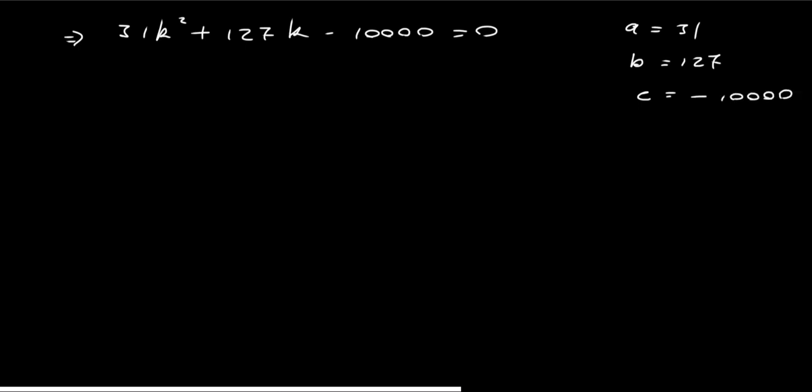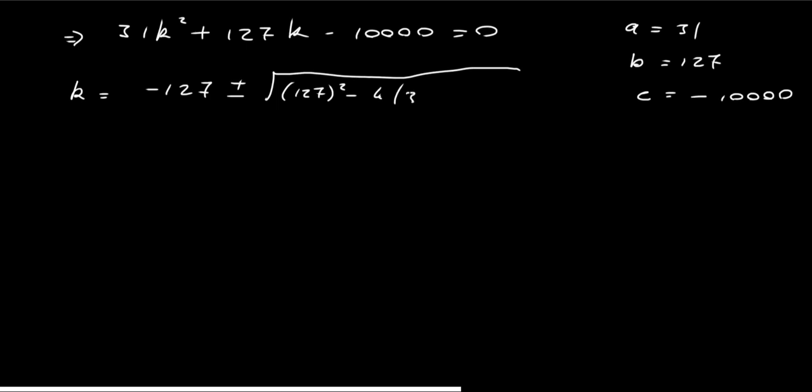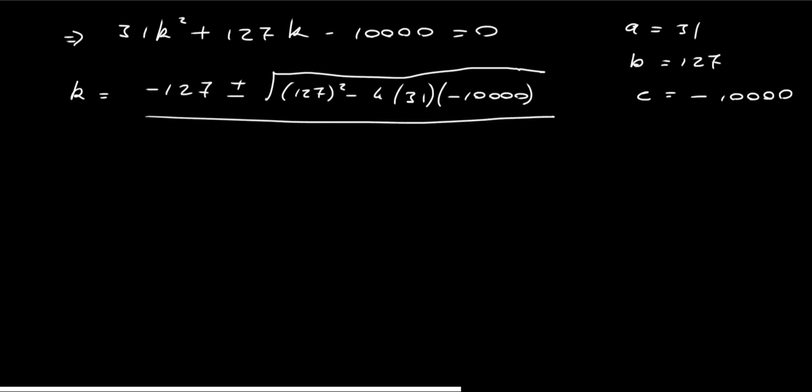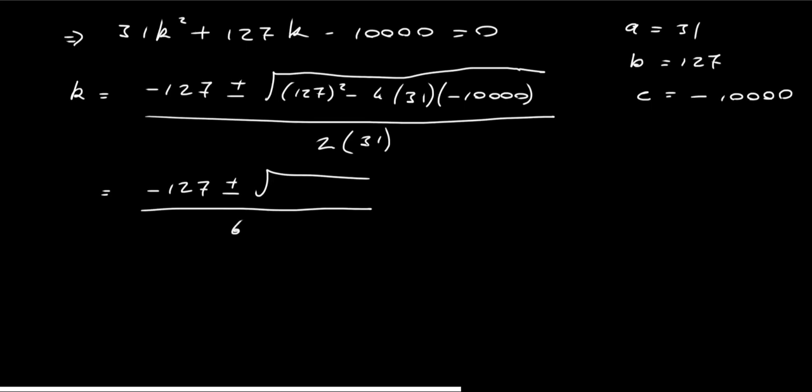So we have K is going to be equal to minus B, so it's minus 127, plus or minus the square root of B squared, so it's 127 squared, minus 4 times A, which is 31, times C, which is minus 10,000. All of this is over twice A, which is 31. So this is equal to minus 127 plus or minus the square root of something over 62.